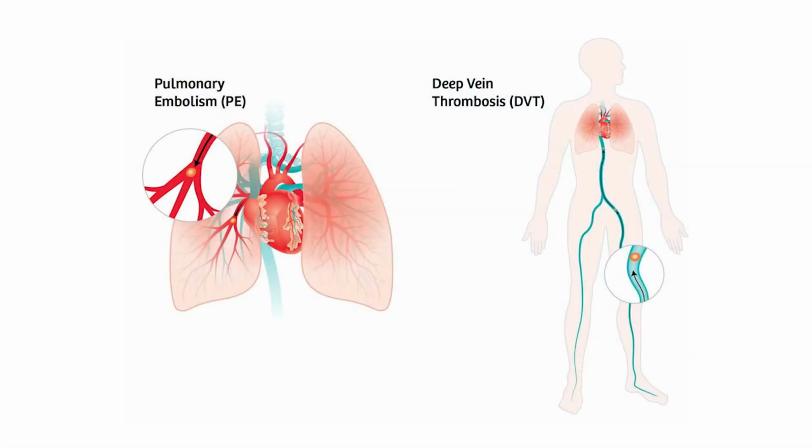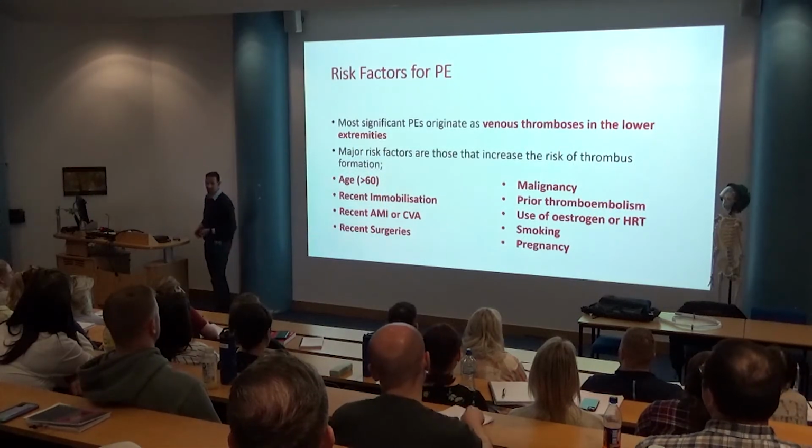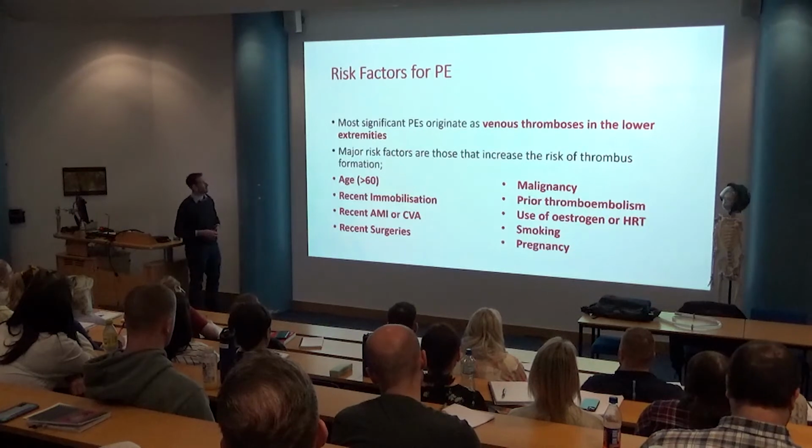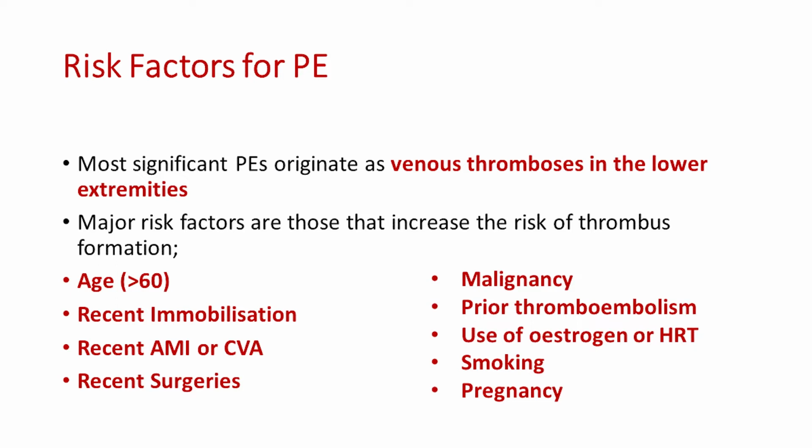And essentially, this is a representation of one here. This is a DVT, just drawing from veins here, and then it will end up in your pulmonary circulation up here in your lungs. Risk factors of PE. Most significant PEs originate as venous thrombosis, as we showed in the picture there. Why would that cause the bigger ones in the lower extremities? Because your calf muscle works as your venous pump.